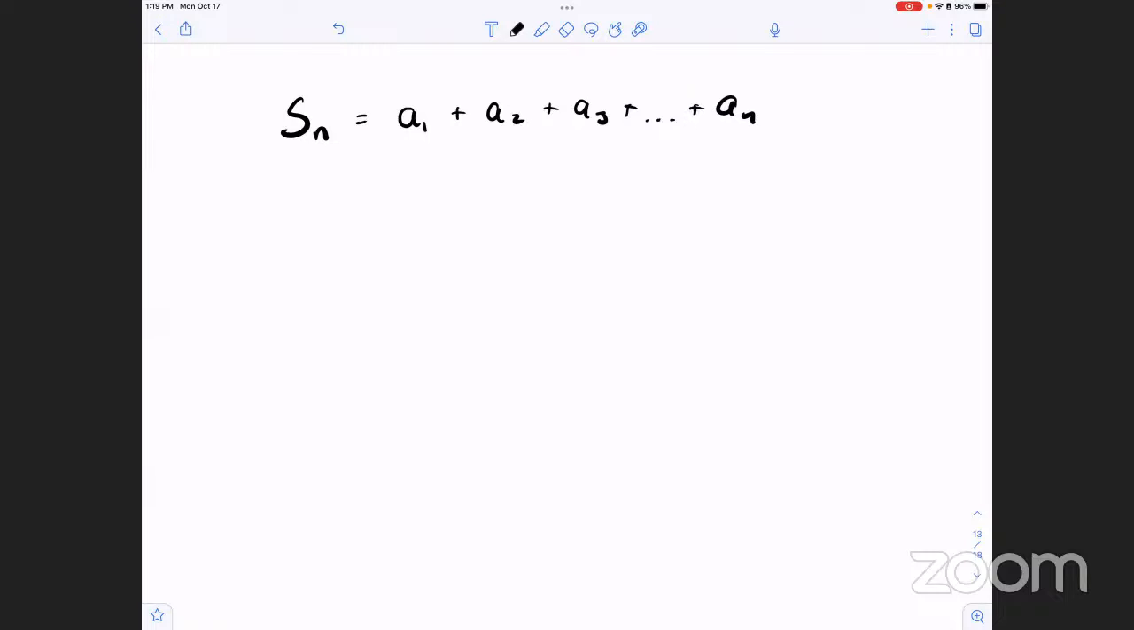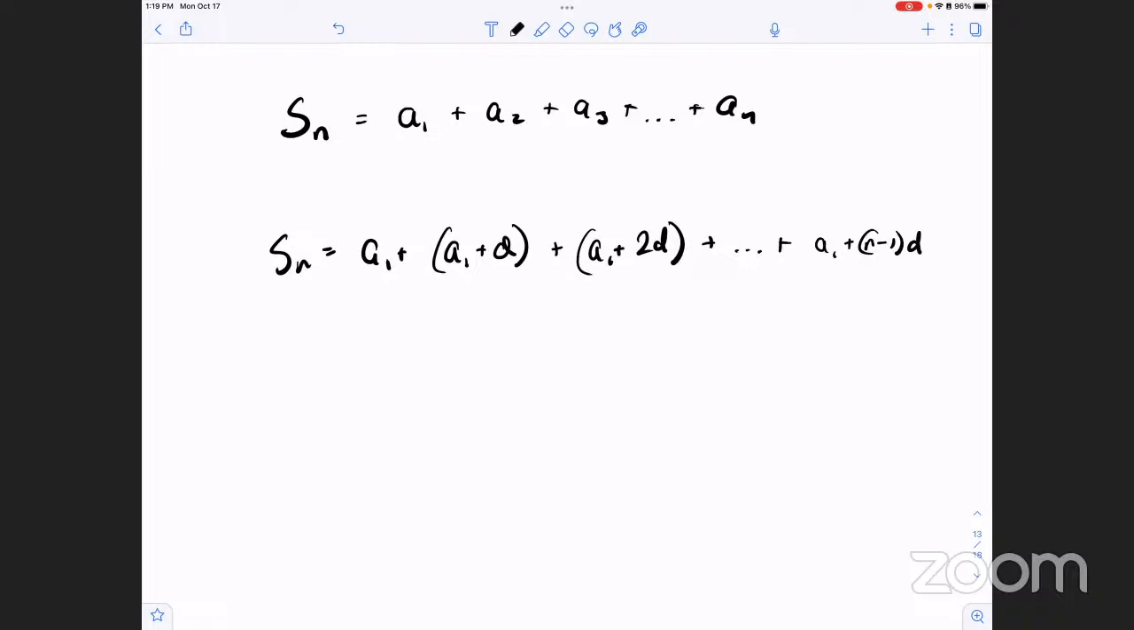So if this is arithmetic, right? Then that's going to be the same as, let me see, the first term is just this. But then the second term is what? The first term plus some common difference. And then the third term is going to be that previous one plus a common difference. So that's going to be A1 plus 2D. And then if you keep going, ultimately it's going to be A1 plus n minus 1 times D, right? So when you add up the first n terms of an arithmetic sequence, you get something like this, right?